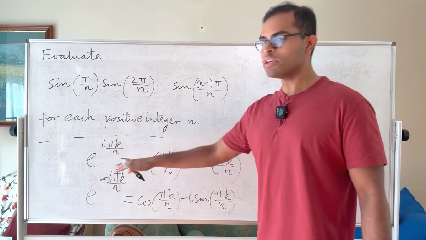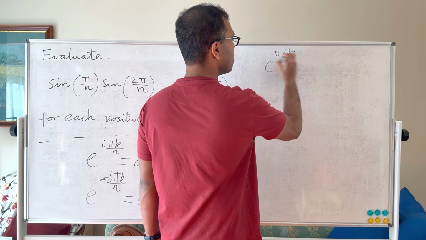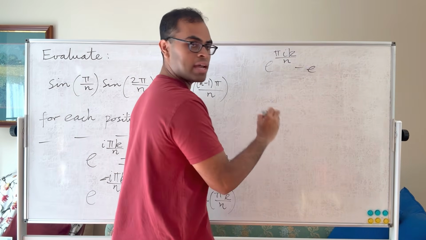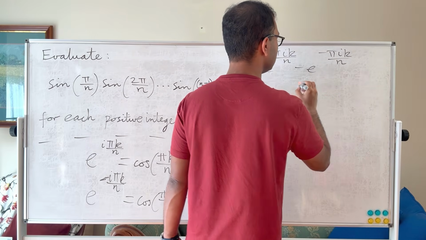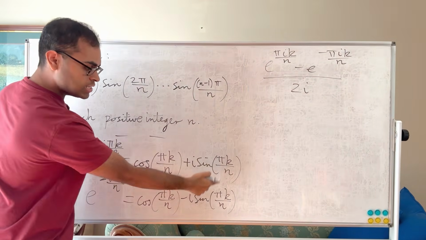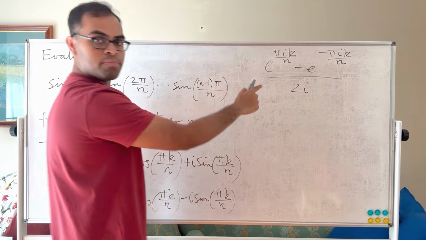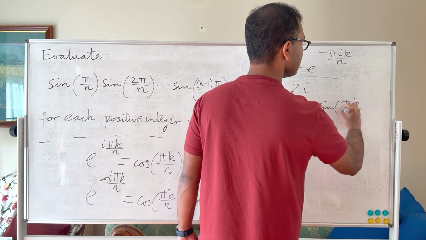Subtract the bottom from the top, you're going to get that e to the power pi i k over n minus e to the power minus pi i k over n. That difference is going to be divided by 2i. Okay, that difference is going to be 2i times sine pi k over n. Divide by 2i, you're just going to get sine pi k over n. That is step number one.